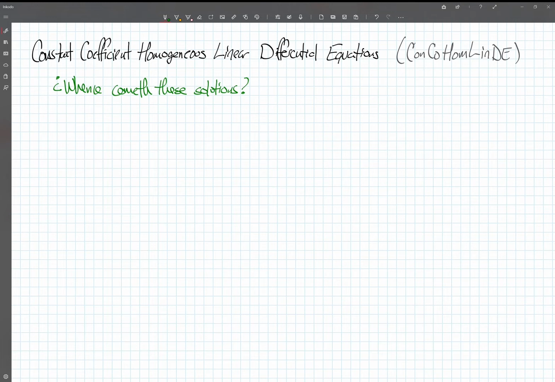So we're going to answer that question in this video and the next for a particular kind of differential equation, that is those with constant coefficients. They're going to be homogeneous and linear, of course. I'm going to call these ConCoHomLinDEs for short.